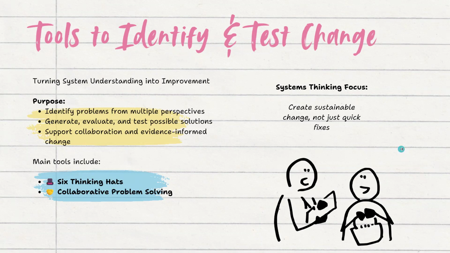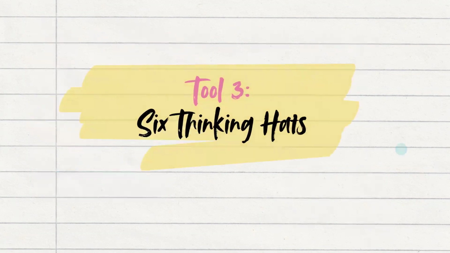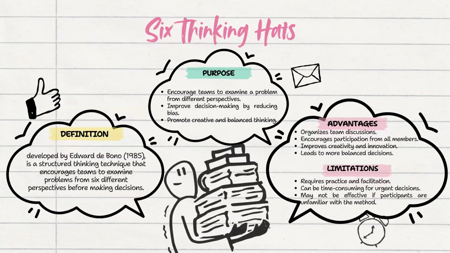So let's dig deeper into the six thinking hats. Once we understand the problem, we need a structured way to think about the possible solutions. Edward de Bono developed the six thinking hats to encourage teams to examine a problem from multiple perspectives before making decisions.